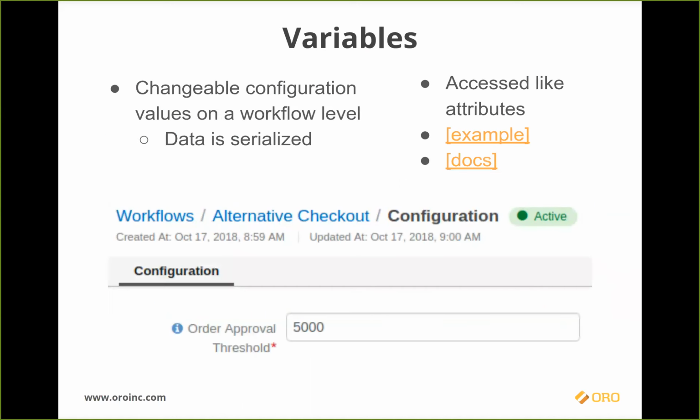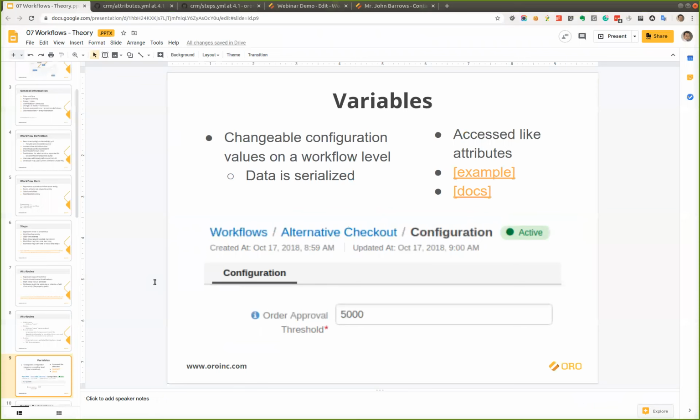Now, we also can have variables. You're going to see this in a better example during the checkout exercise, but variables are some configuration that you can, first of all, configure in your YAML, but also later on, you can change it from the UI. So for example, we have something called alternative checkout, which is mostly for demo purposes. And let's see it.